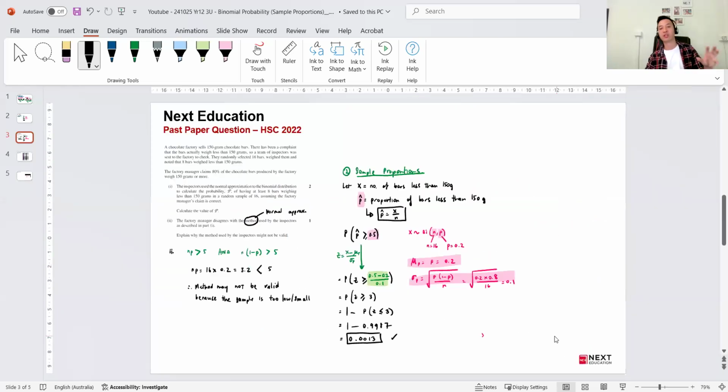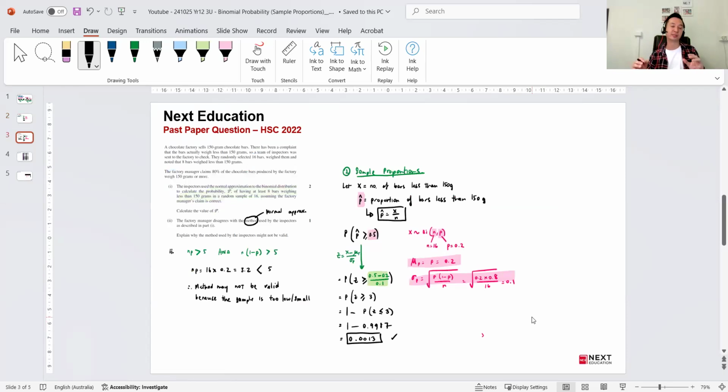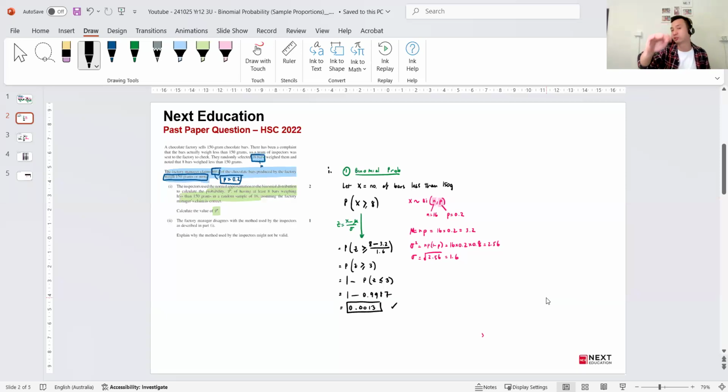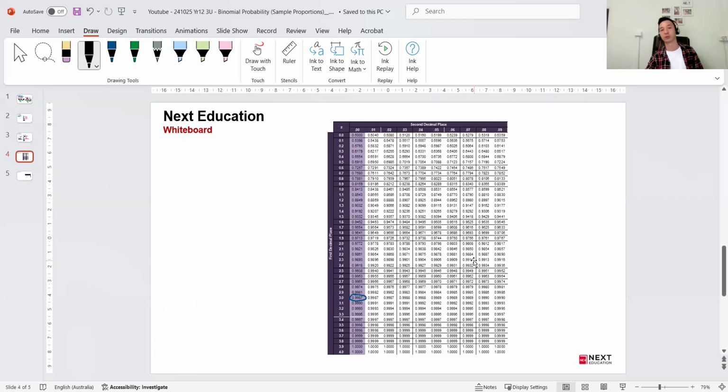And that's it. The difference between binomial probability and sample proportions is merely the way that you define the variable that you're looking at. If you're defining it as a proportion or a percentage, that's sample proportions. If you're defining it as the number of countable items, in this case, 8 chocolate bars is a countable item, then that is binomial probability. And once you define your variable, use the mu and sigma squared or sigma to get you to your z-score. Once you get your z-score, use the table to finish off the question.